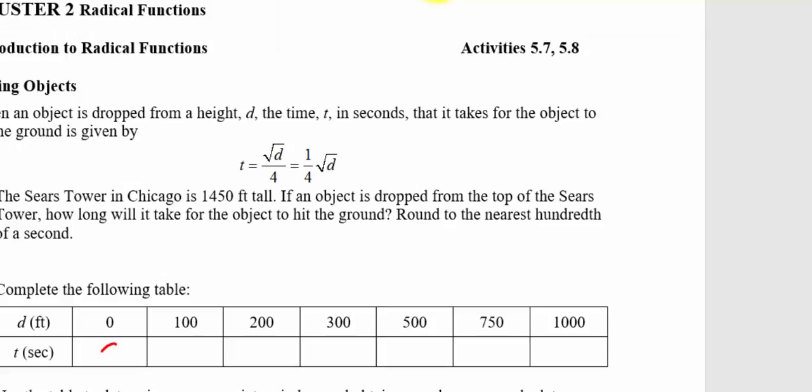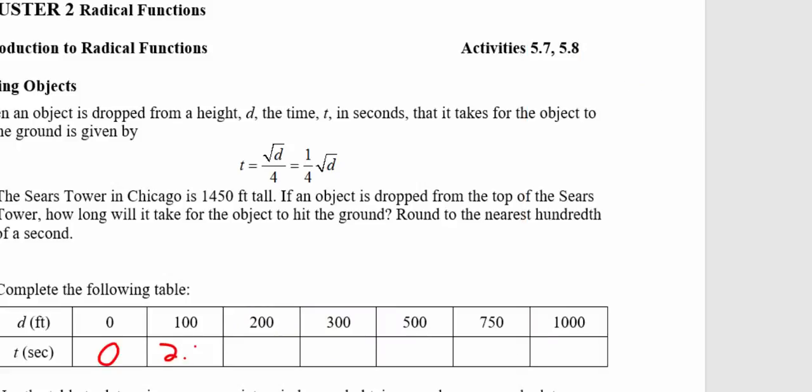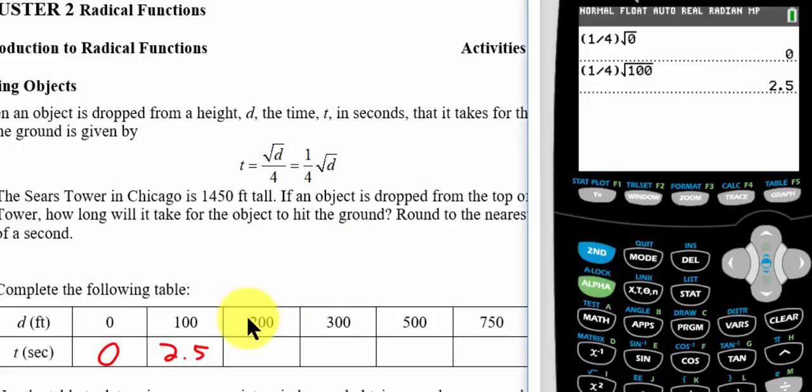For the next box, we would do the same thing, except instead of the square root of 0, we place a 100 underneath the square root sign. So I'm using this formula, and I'm replacing d with these values, 100, 200, 300, and so on. Now you see we have 2.5. So that's one way to fill in this table.